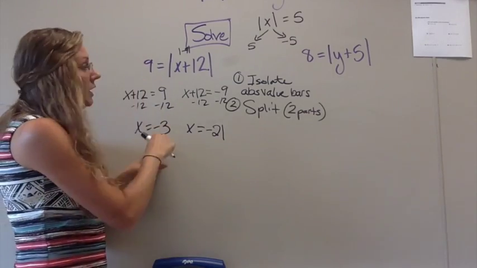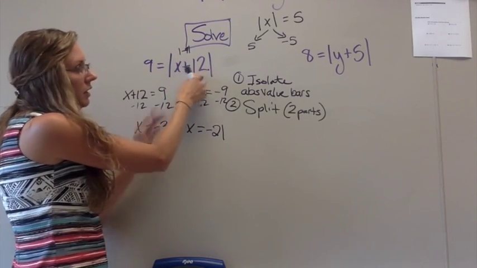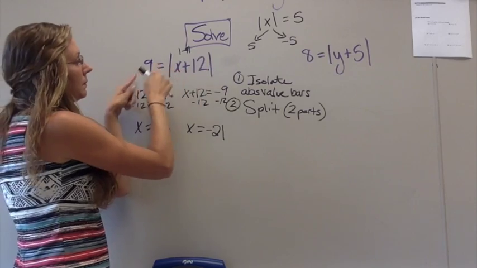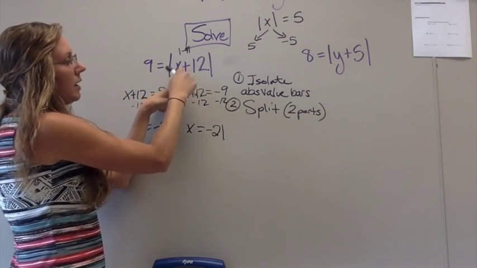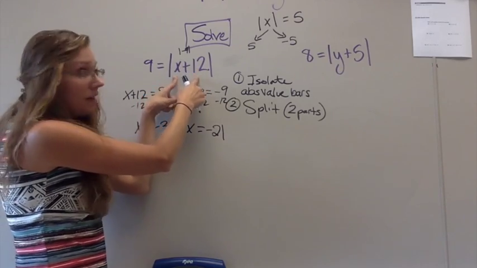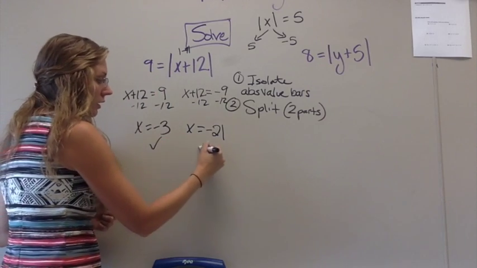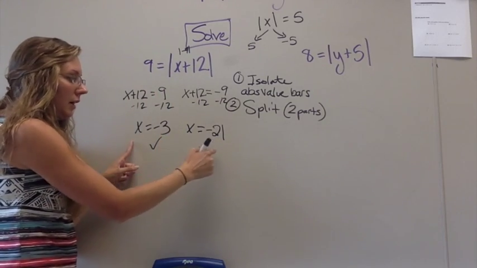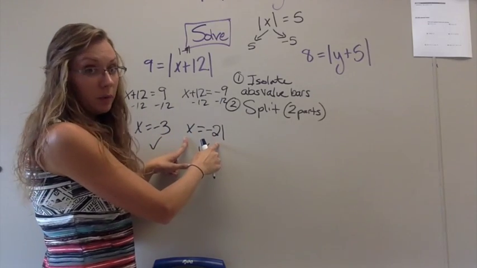So in my head, I'm plugging in negative 3. Negative 3 plus 12 is positive 9. Absolute value of it, it's 9. Perfect. Negative 21 plus 12 is negative 9. Absolute value of my negative 9, it's 9, it works. They're both good. Okay? So my solutions here are x equals negative 3 and x equals negative 21.